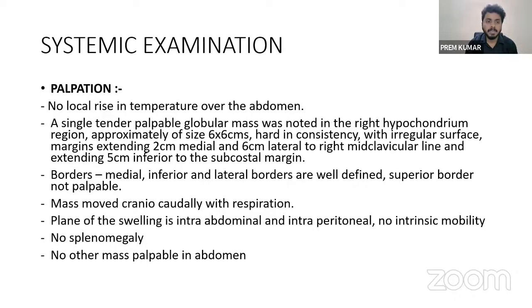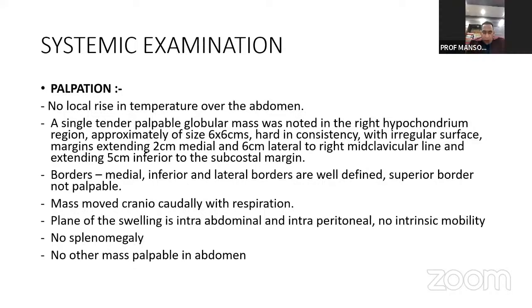On palpation, no local rise in temperature over the abdomen noted. A single tender palpable globular mass was noted in the right hypochondrium region, approximately of size 6 into 6 centimeters, which is hard in consistency with irregular surface, margins extending 2 centimeters medial and 6 centimeters lateral to the right midclavicular line, and extending again, Dr. Prem, stop here.